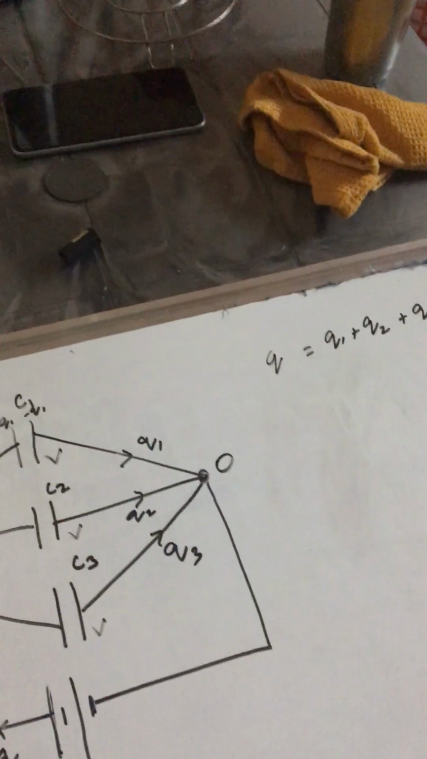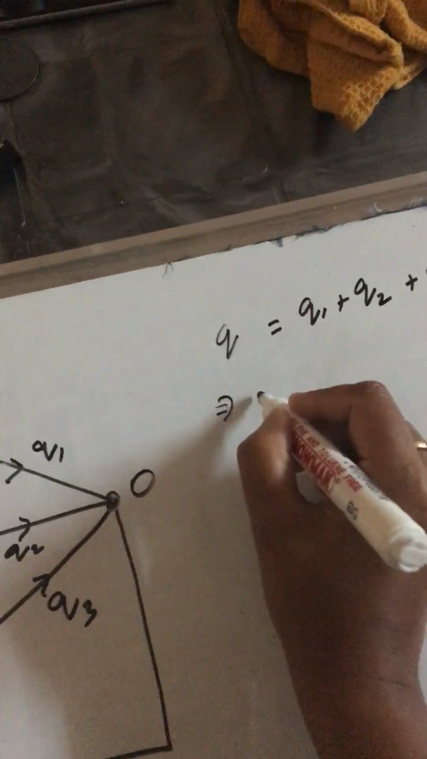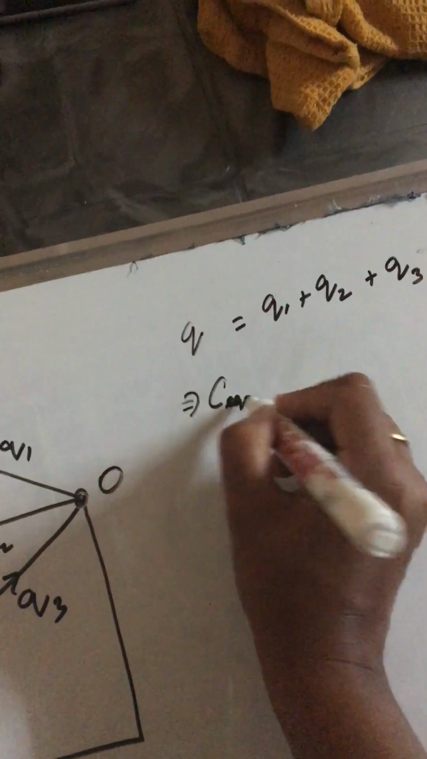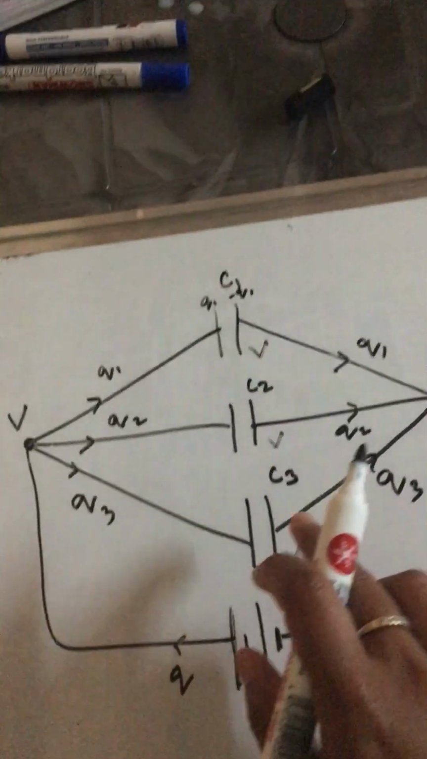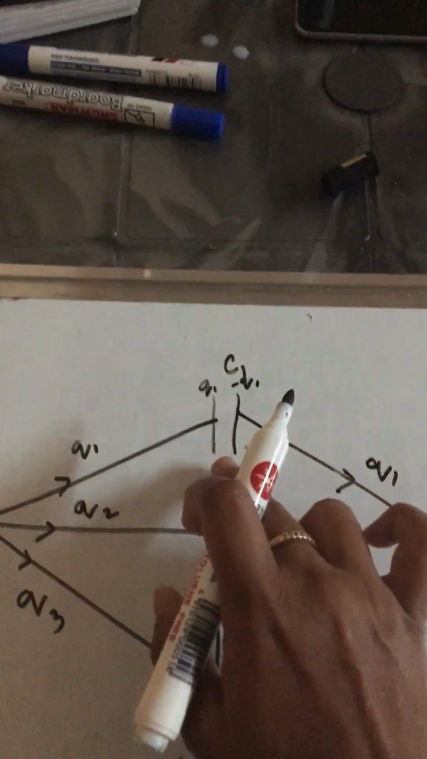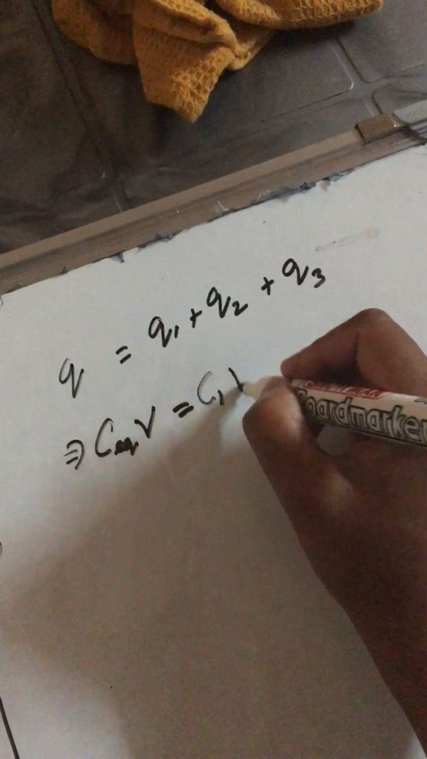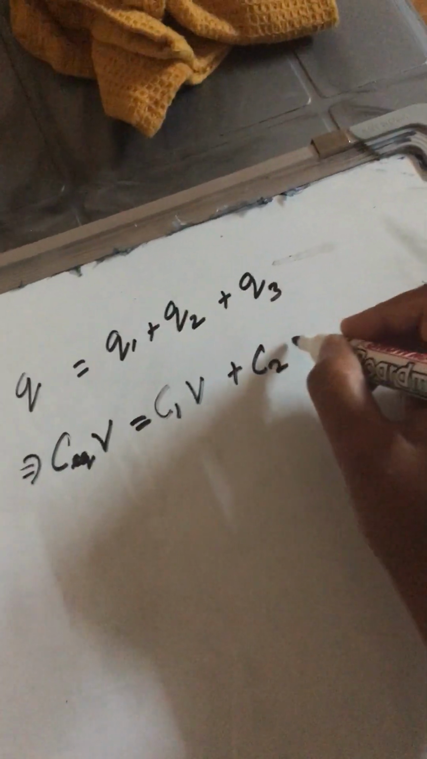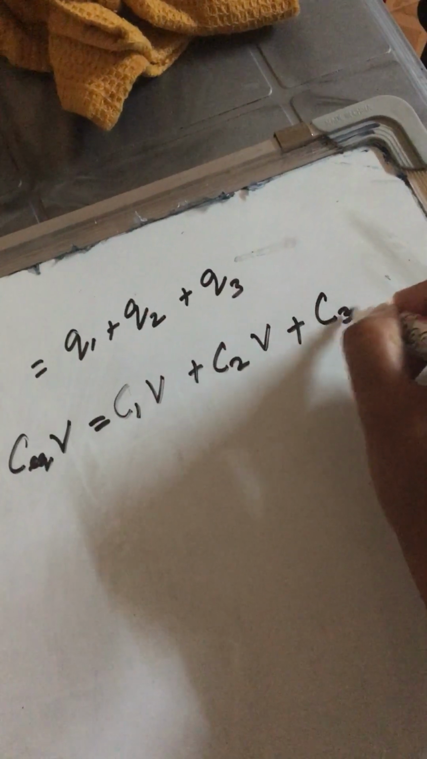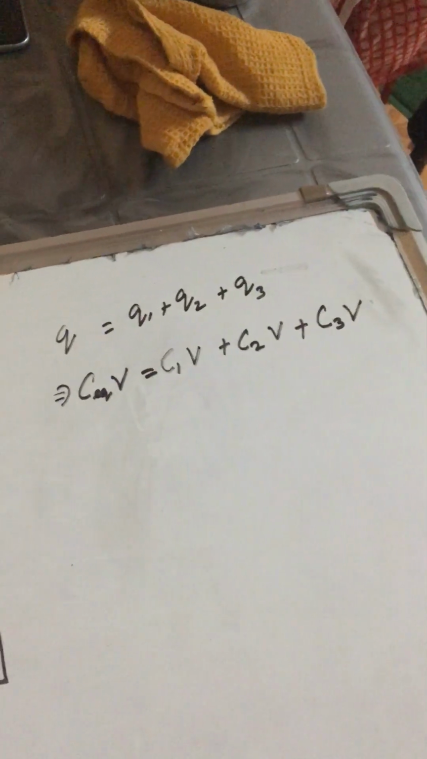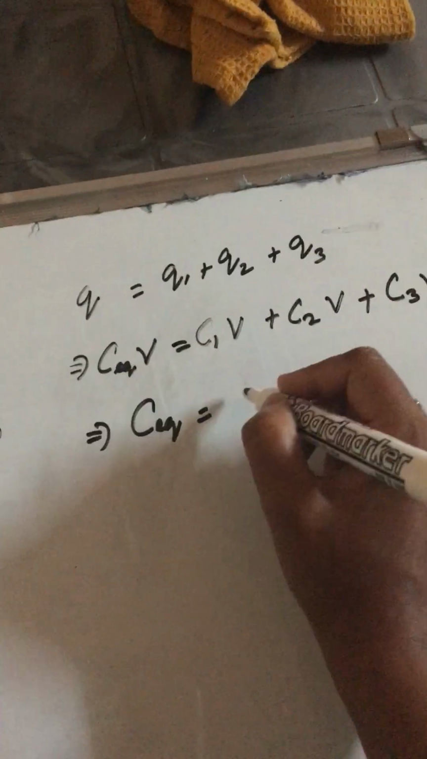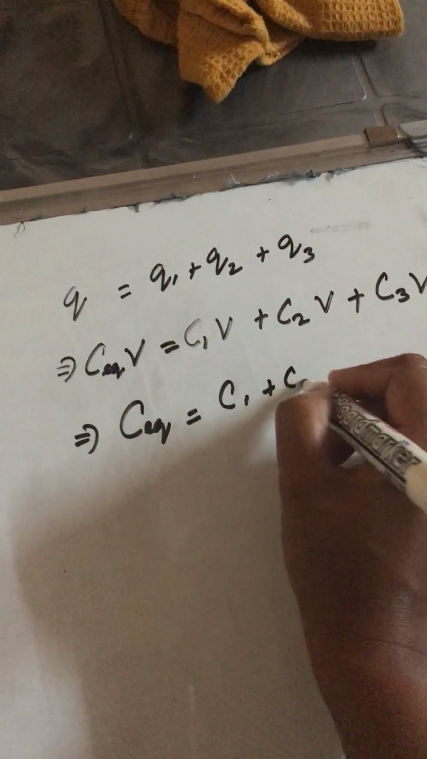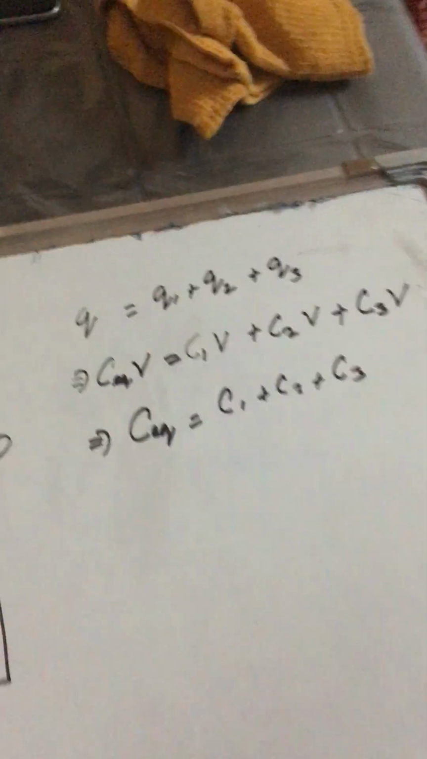Now Q is equal to CV, right? Now this is equivalent, the potential V is the same. Q1 is for C1, so Q1 is C1 V, plus C2 V, plus C3 V, right? Fine, V cancels out. So what is the equivalent capacitance? The equivalent capacitance is C1 plus C2 plus C3, right?